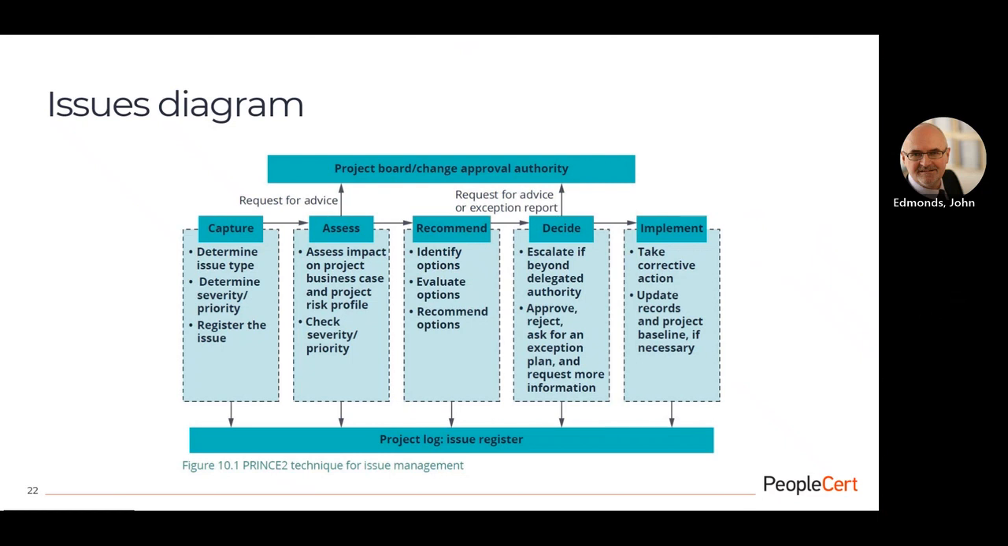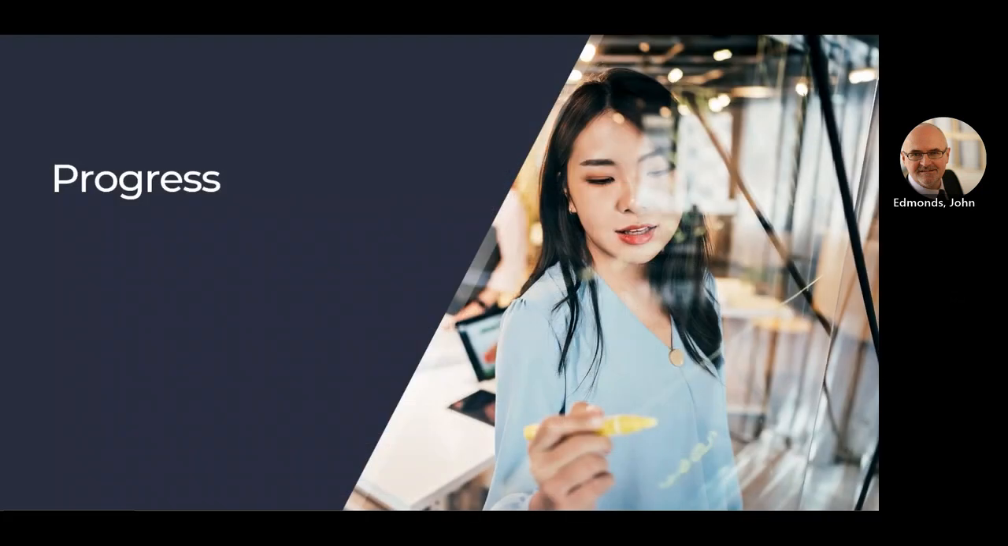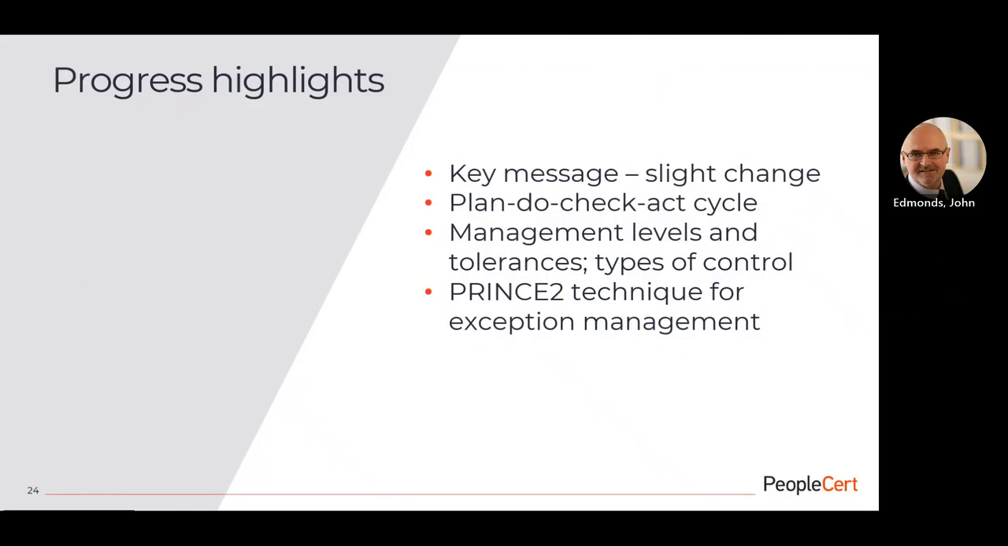The issue register, the project log at the bottom there, the authority level at the top, and each one of these steps, the 5 steps, is explained within the technique. And so on to our final chapter. Chapter 11 in the practices is the progress chapter. Another slight change in the wording of the key message.